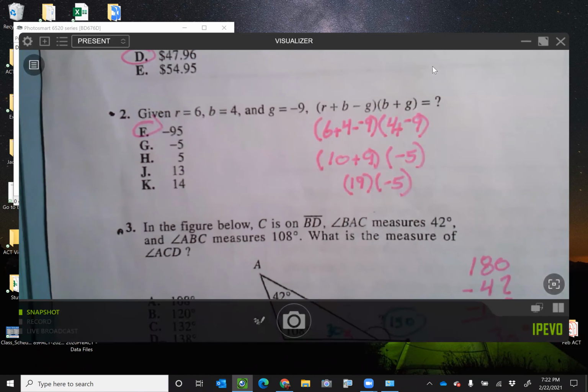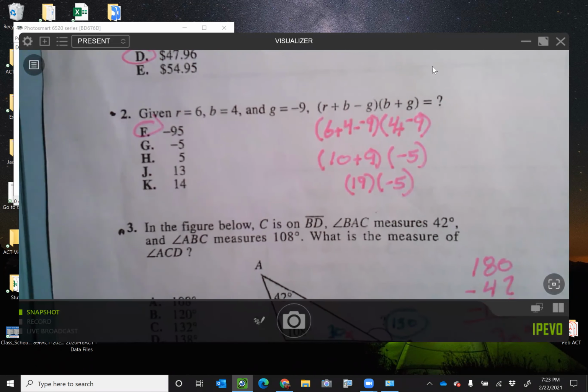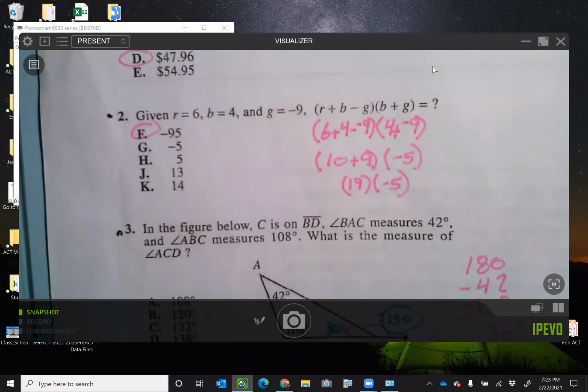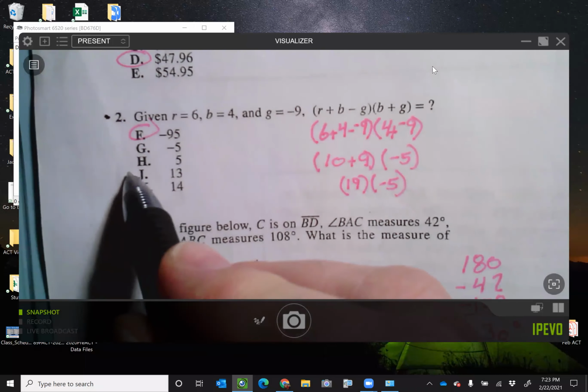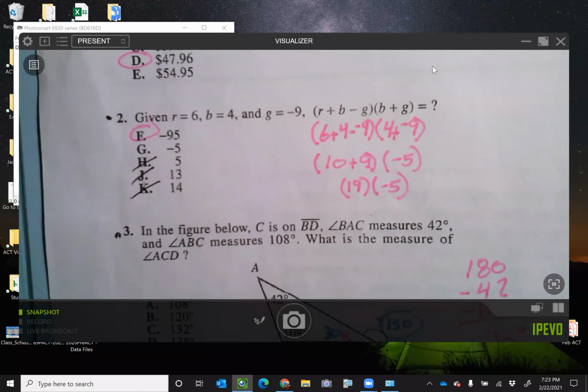You're probably better off just typing into the calculator to make sure, because it's probably just as fast, because now you've got to do 19 times -5. And one thing I could have done was eliminate all the positive answers, because I know we must have a negative answer there.